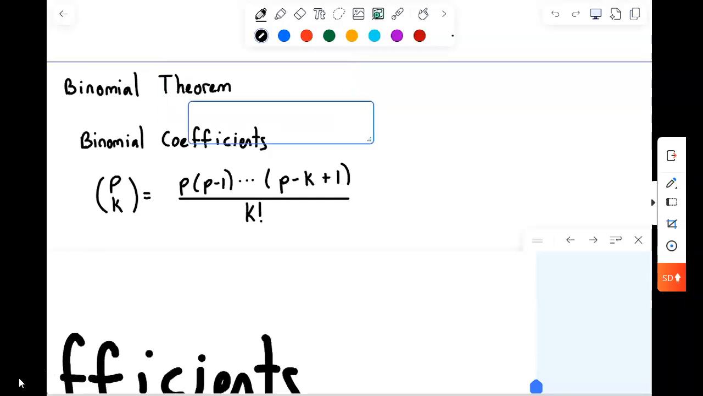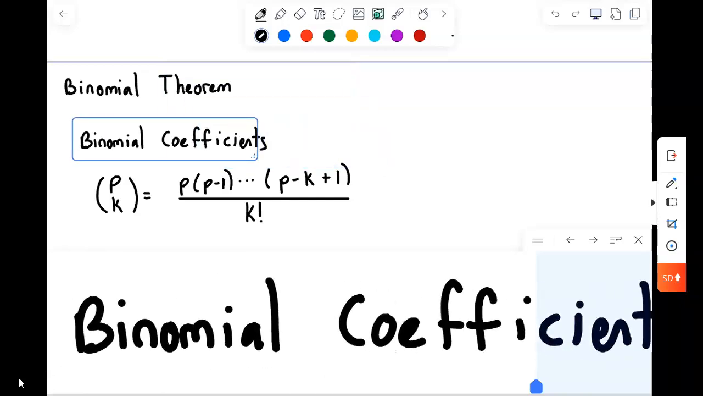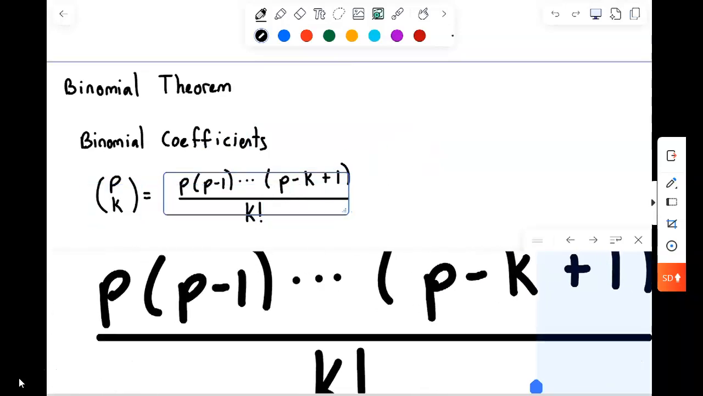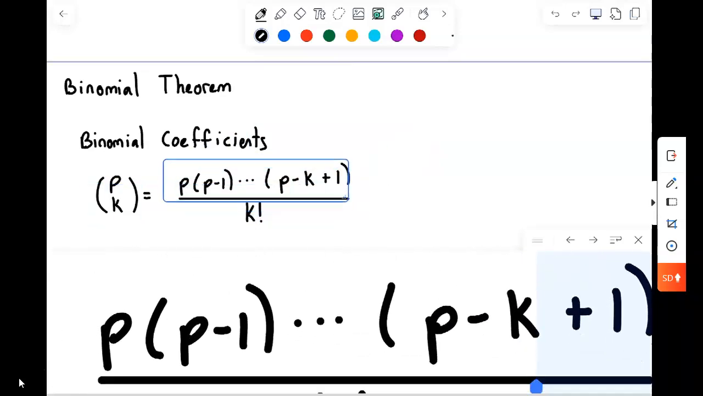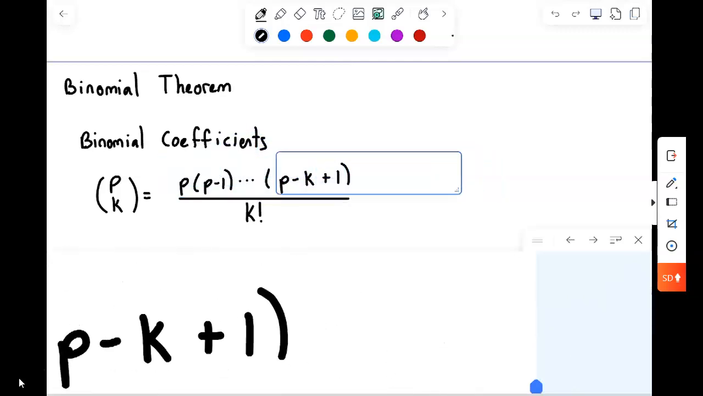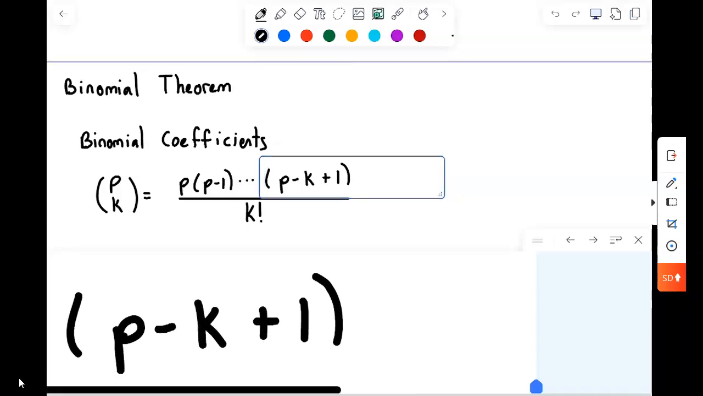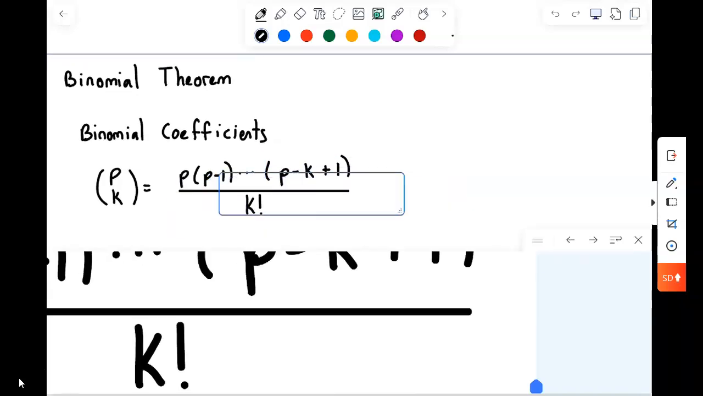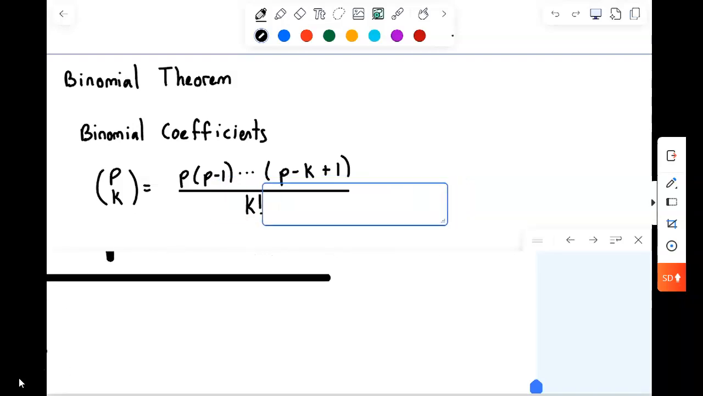First, we want to introduce these things called binomial coefficients. The binomial coefficient is the result of taking p times p minus 1, and you continue down until you get to 1 more than p minus k, and that's all over k factorial.